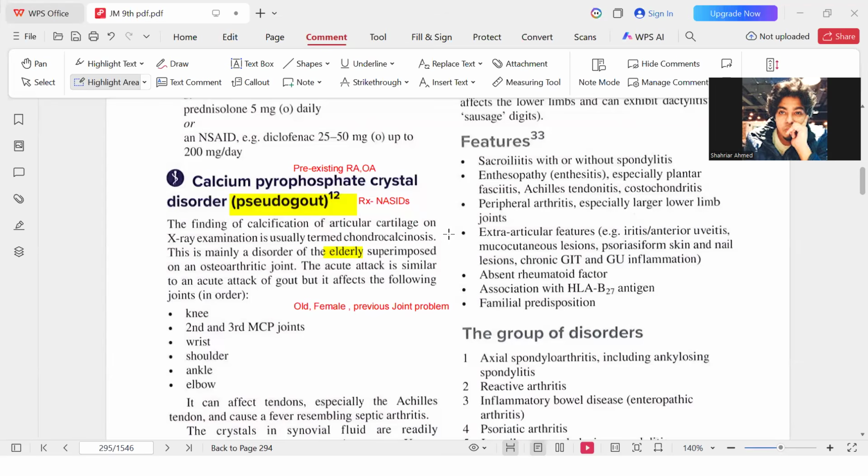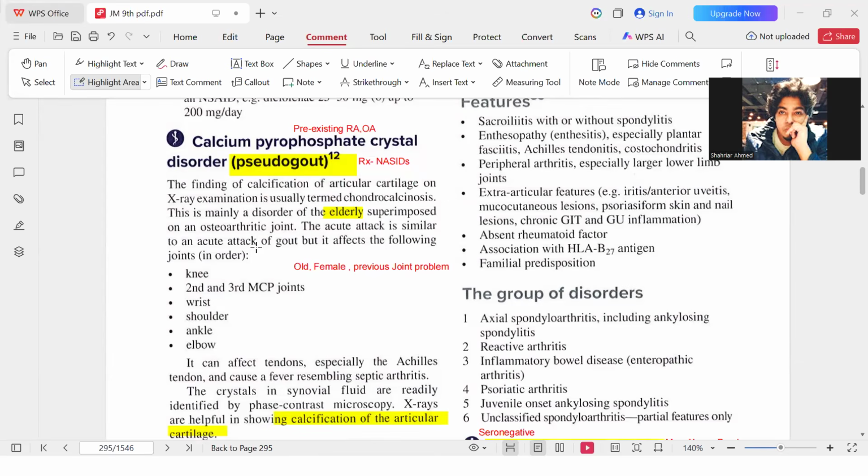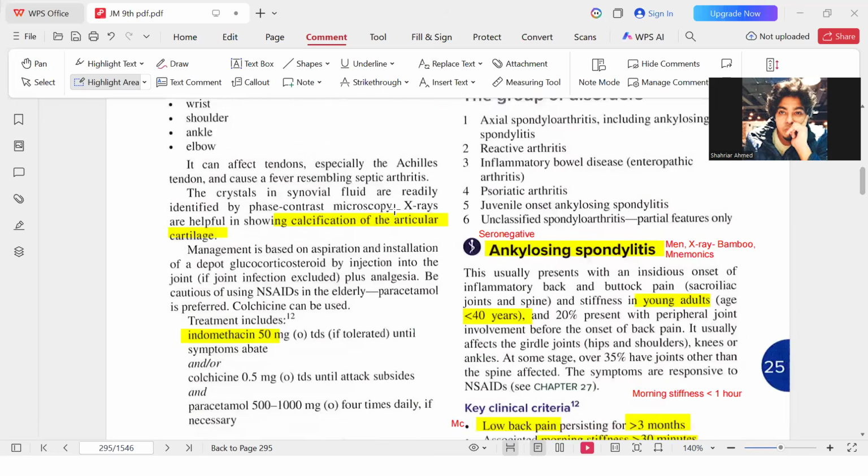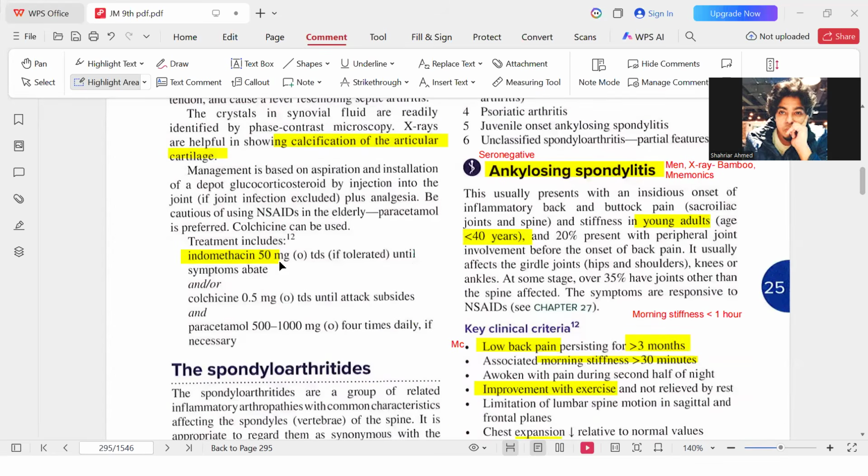Now coming to the next one after gout, pseudogout. Almost a similar thing, but I already told you about pseudogout. Like a 50-plus female has knee joint pain and positive birefringence. And there will be calcification of the articular cartilage. When you do more X-rays, and more radiologists, you'll find calcification in pseudogout. So please highlight this line. You see old, you see female, previous joint problem. These are the three important lines. Pseudogout treatment is also NSAIDs. Clear everyone? Yes. You can write indomethacin.